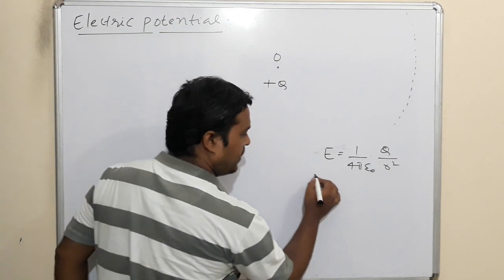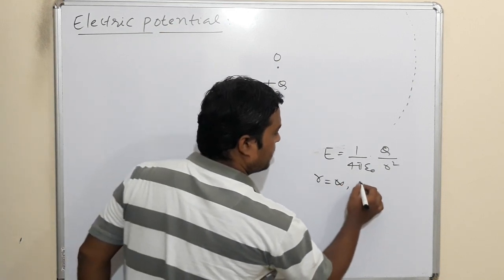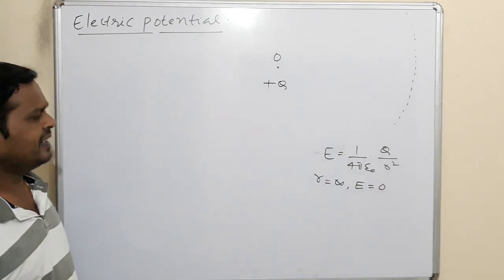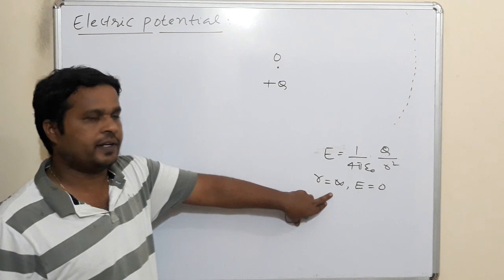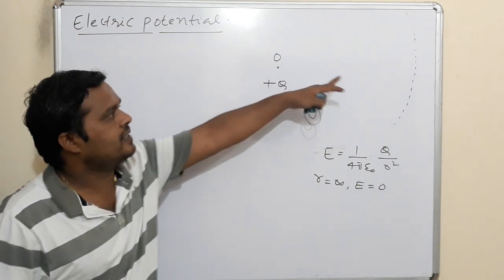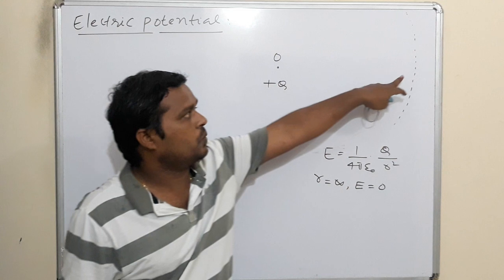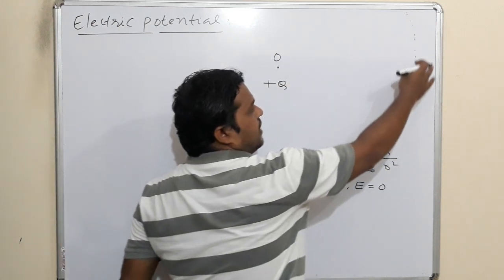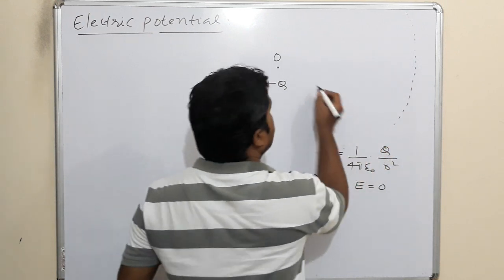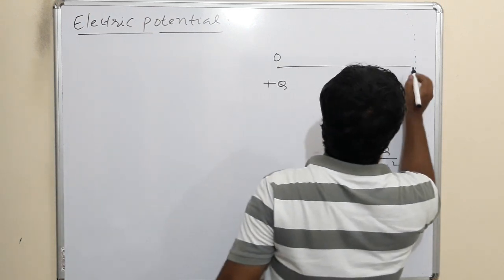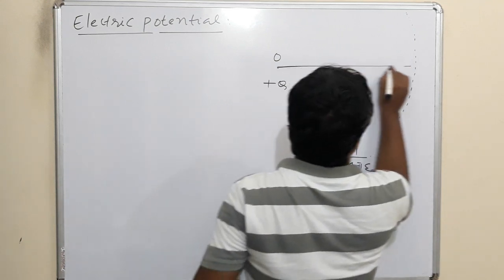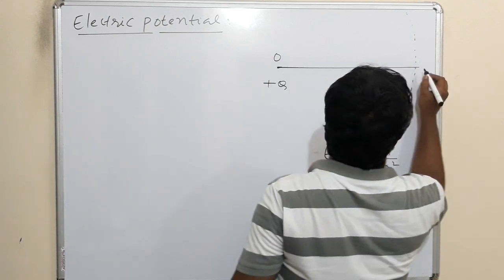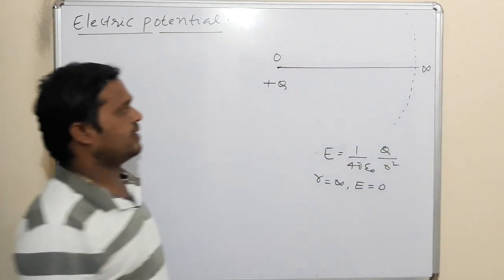Theoretically, if r becomes infinity, then the electric field becomes 0. Practically, this distance will not be infinity, but at a certain distance the electric field is going to become 0. Let us suppose the influence of the electric field exists up to this region. The point where the influence of the electric field ends, I can treat as infinity.